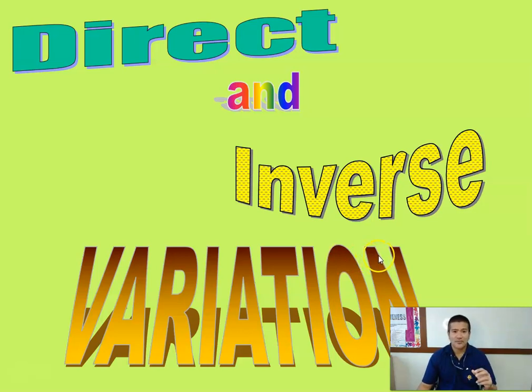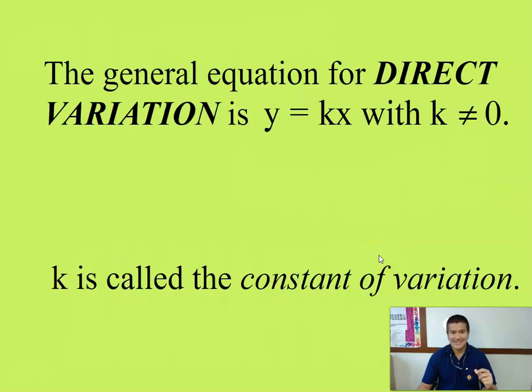The general formula for direct variation is: y varies directly as x. Meaning y equals kx, where k is called the constant of variation and k will not be equal to 0. So always look for the hint. In the problem, it will state direct or inverse variation. Therefore, if it is direct, you will have y equals kx.